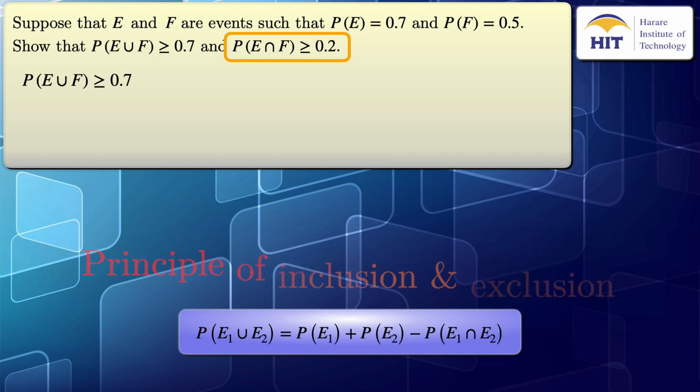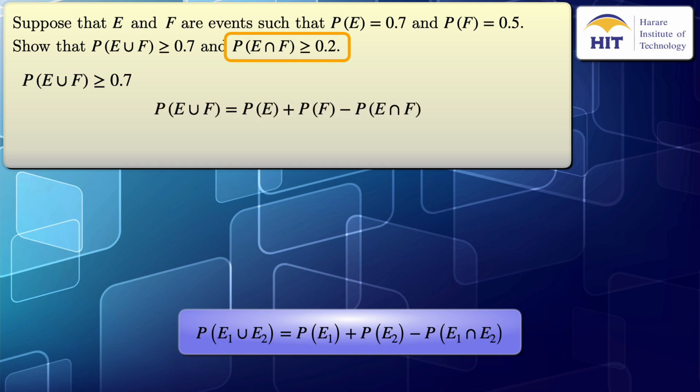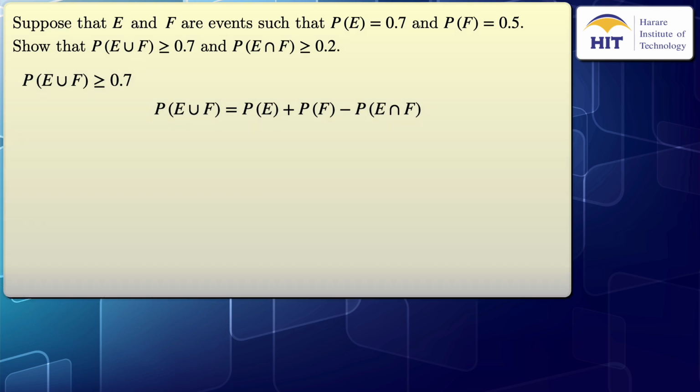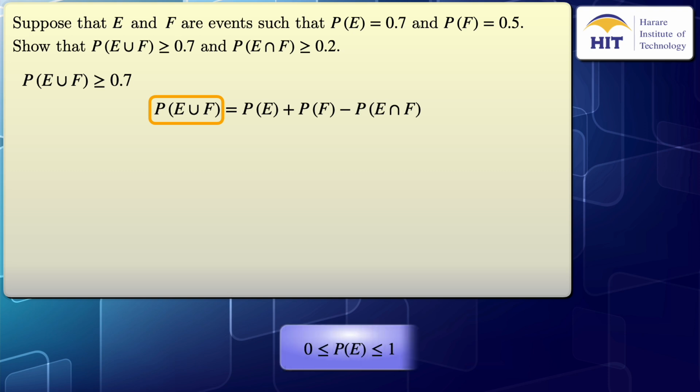But in this case, we have two sets, E and F. So the probability of E union F using this formula will be equal to the probability of E plus the probability of F minus the probability of E intersection F. Now moving on, the probability of E union F is just the probability of an event. But from properties of probability, we know that the probability of any event is greater than or equal to 0, but less than or equal to 1. So this part that I've highlighted there is less than or equal to 1 because it is just a probability.